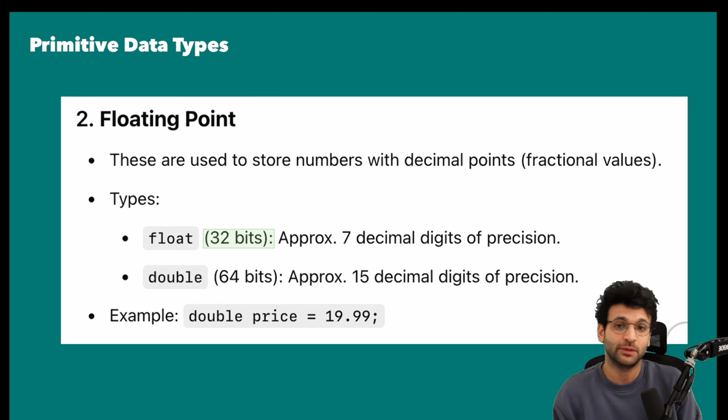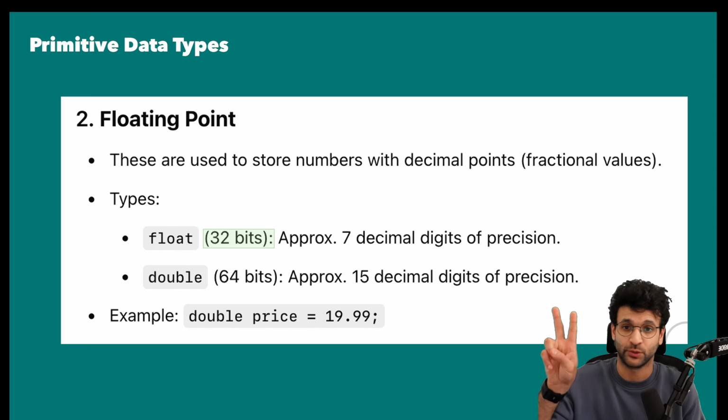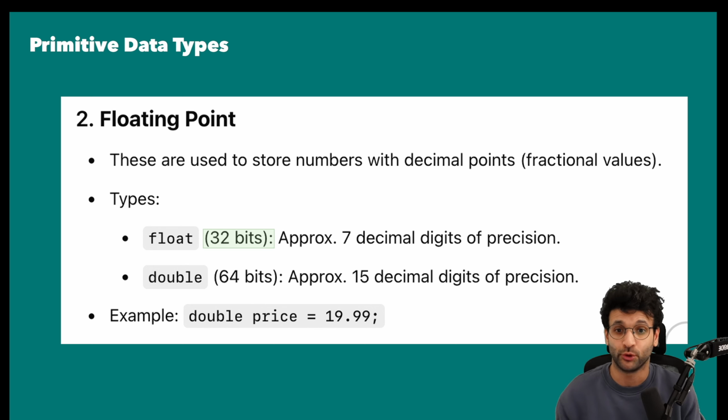All right, now let's continue to the second category, which is the floating point types. And we have two of them. We have the float and the double. Now the float has 32 bits, the double has 64 bits. So the double is actually double the float, and hence the name.